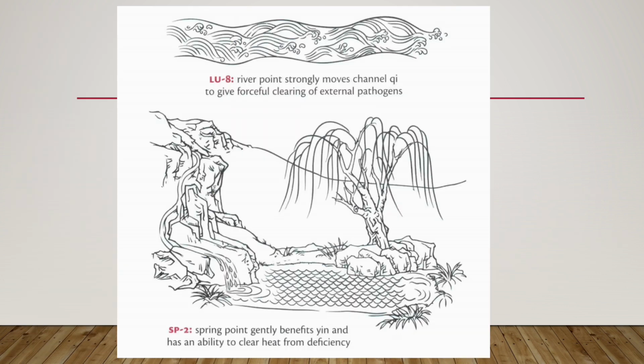The lung 8 and spleen 2 point pair is best understood by considering the different types of qi flow at spring and river points. In this case, five-phase theory is less helpful for conceptualizing function.